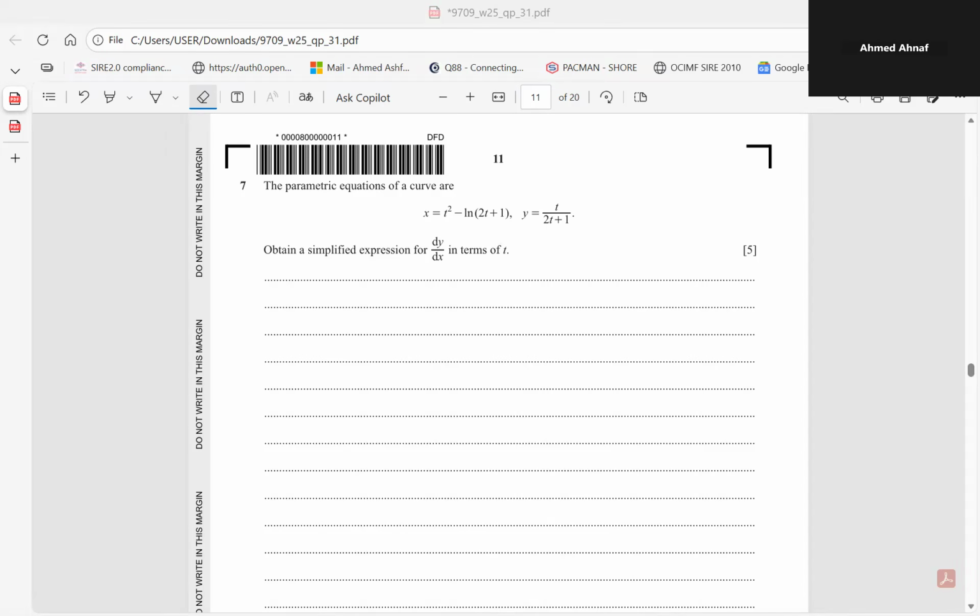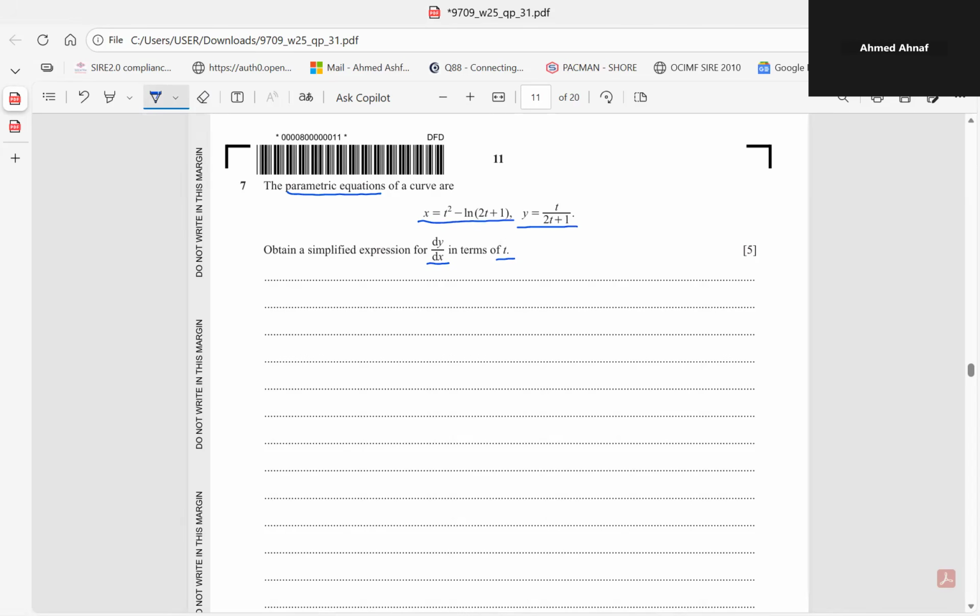Okay, so for this question, we're told that the parametric equations of a curve are x equals to this and y equals to this. So both of them are expressed in terms of t. So we need to obtain a simplified expression for dy/dx in terms of t.